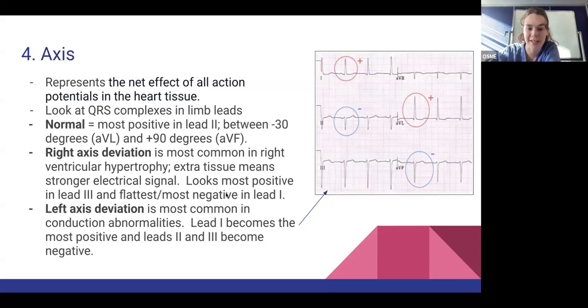And finally, you've got left axis deviation, which is most common in conduction abnormalities. So lead 1 becomes the most positive, and that's what we've got on the right here. And leads 2 and 3 become negative. Hopefully that makes sense.